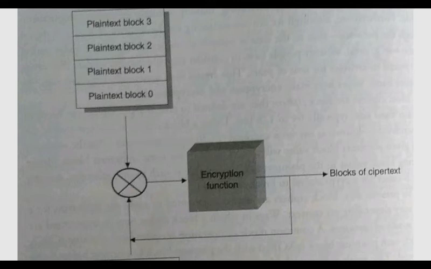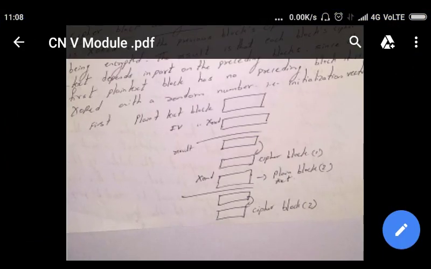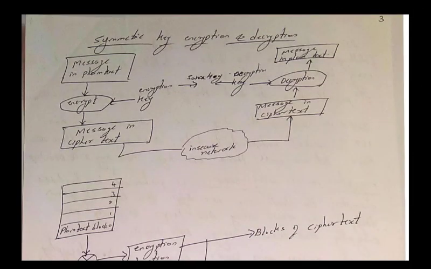Now the next one, here you are going to see some of the algorithms, the methods. One is the symmetric algorithm, another one is asymmetric. So this one we are going to call symmetric key ciphers, and the other one we are going to call asymmetric key ciphers. So the first one we are going to see is symmetric key encryption and decryption.